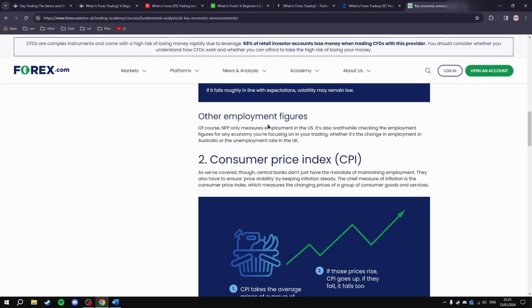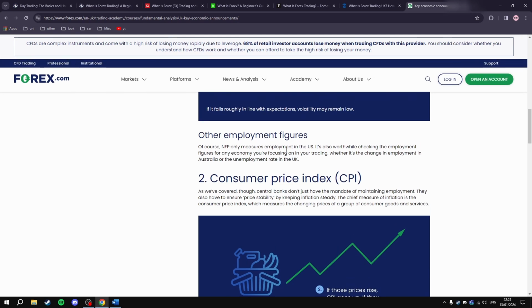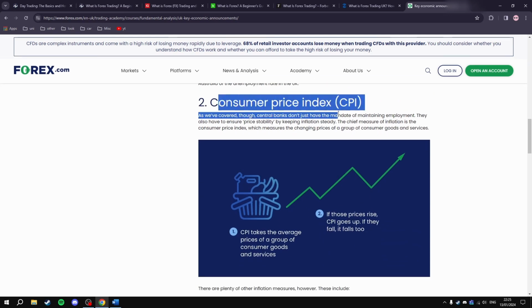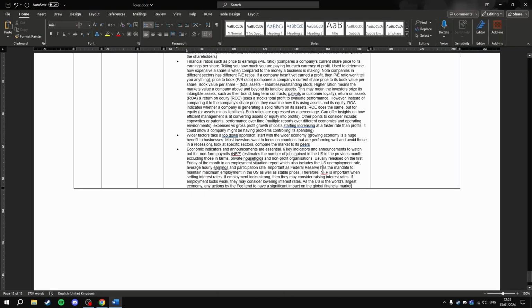Other unemployment figures. Of course, NFP only measures employment in the US. It is also worth checking the employment figures for any economy you're focusing on in your trading, whether it's a change in employment in Australia or the unemployment rate in the UK. Consumer Price Index, CPI.